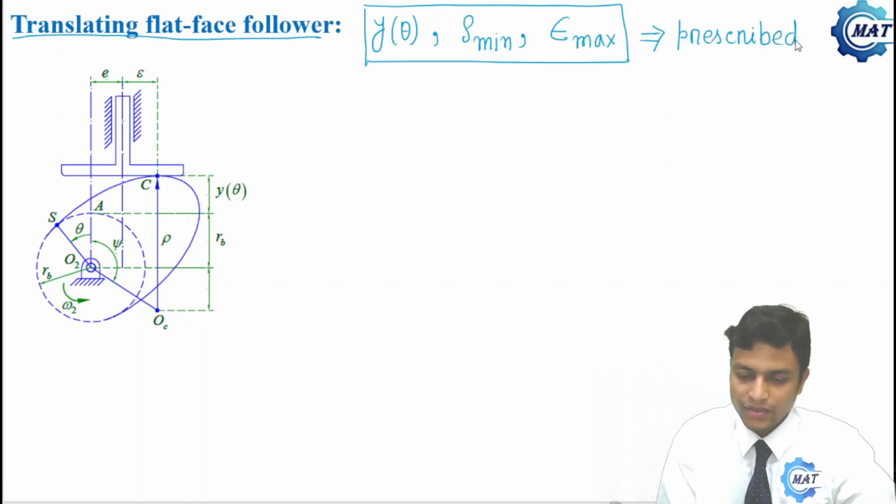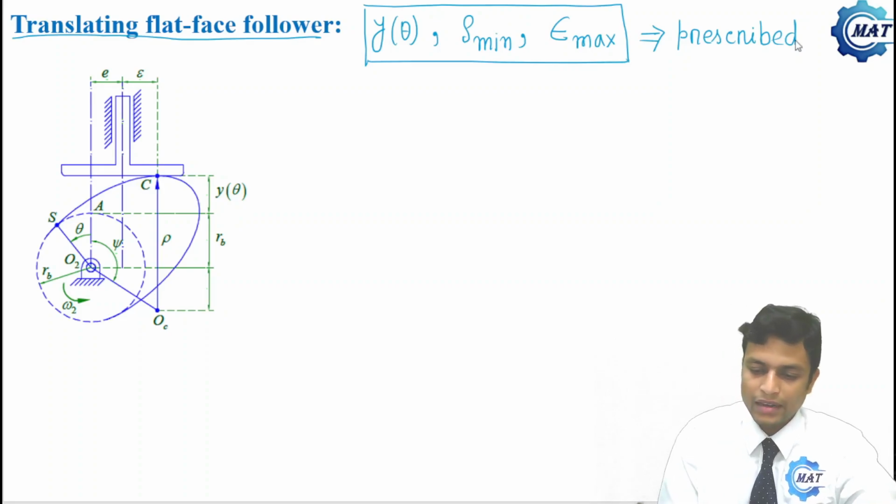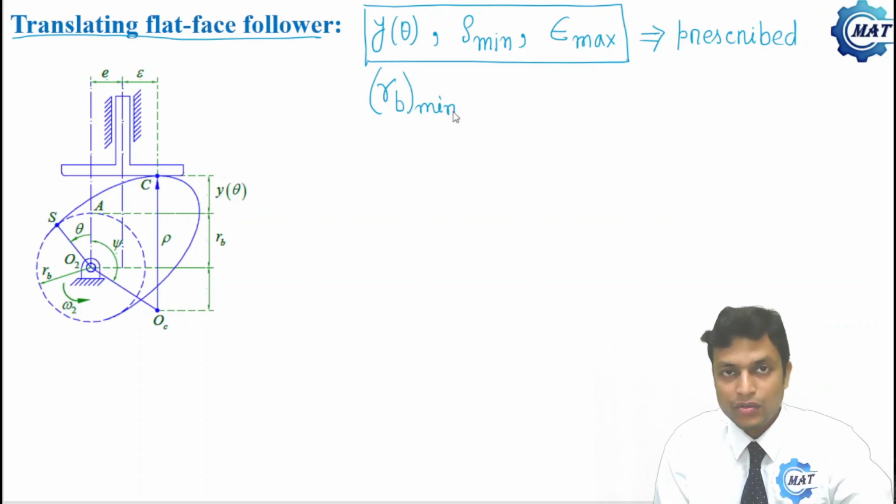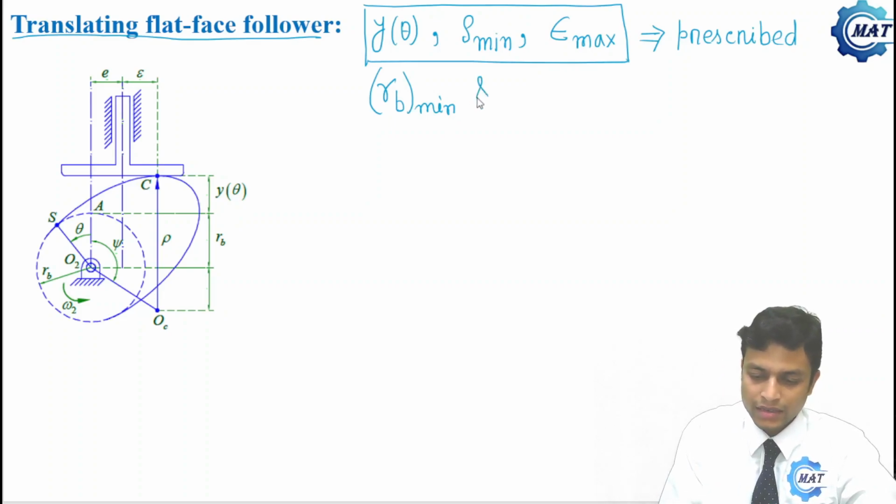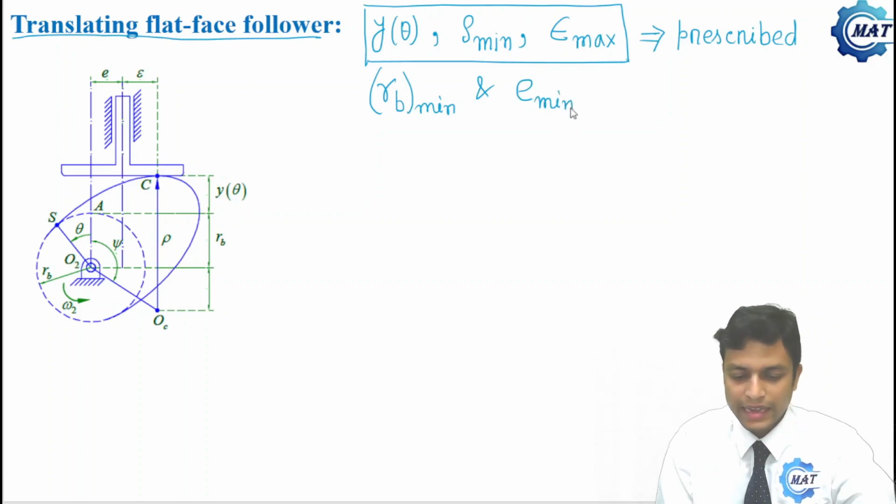So these three are given to design the cam profile, and our objective is to determine what is RB min, that is, the minimum required value of the base circle radius, and the required minimum eccentricity.